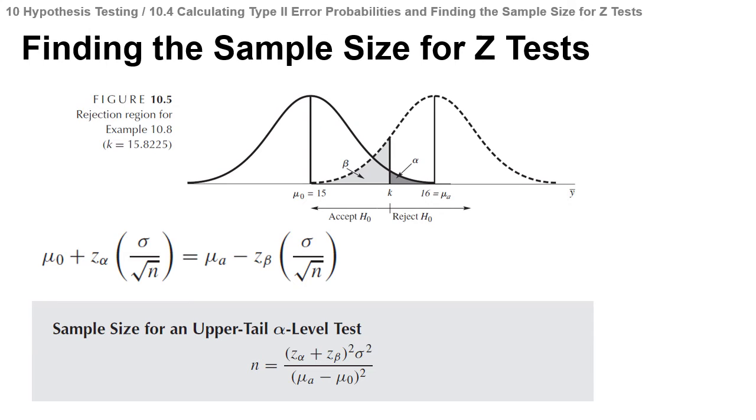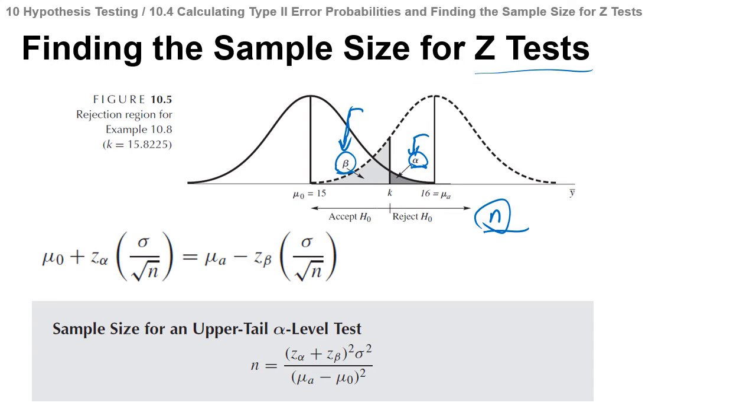Here, I'd like to describe how you can find the sample size for the z-test. From the previous example, with fixed alpha and fixed sample size, you calculated beta. However, if you want a certain level of alpha and beta, so this time alpha and beta are fixed and the sample size n is unknown, then how can we find the sample size n?